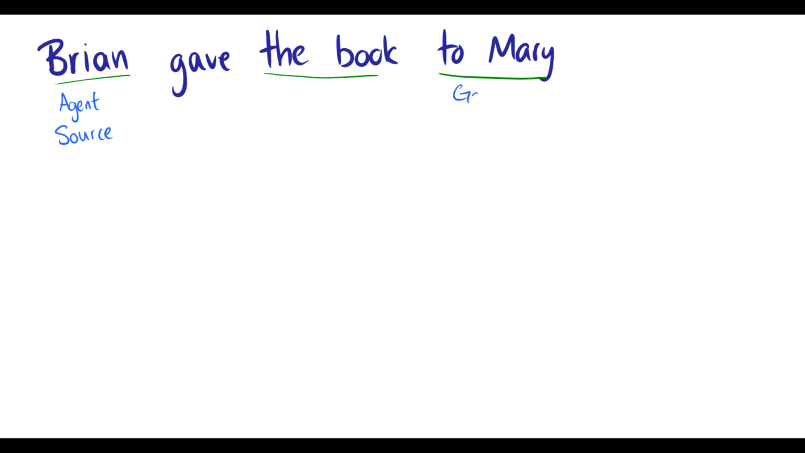So "to Mary" is the goal, and Mary is also the recipient, because she is receiving. Now, what is she receiving? Well, she is going to receive the theme of the sentence, which is the book. So we have a lot of theta roles here, and we have double theta roles on some of these. Brian is an agent. Brian is also a source. The book is the thing being given, so the book is going to be the theme or the patient of the sentence. And Mary is the goal and recipient.